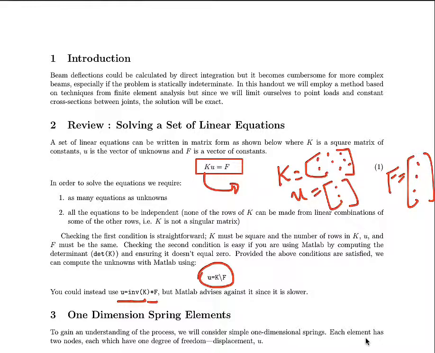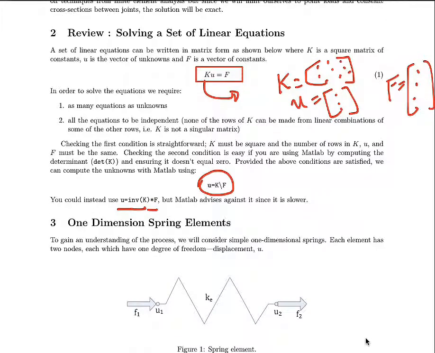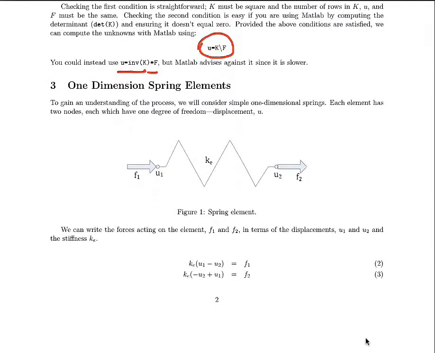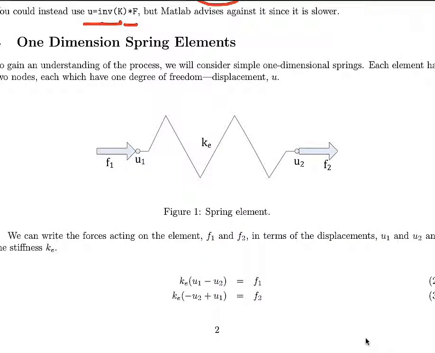U is equal to K backslash F. So it's like division, but kind of a special division because K is a matrix and F is a vector, or a column matrix, if you will. So let's apply that because we will use the same equation once we assemble the matrices, and let's apply that to one-dimensional spring elements.